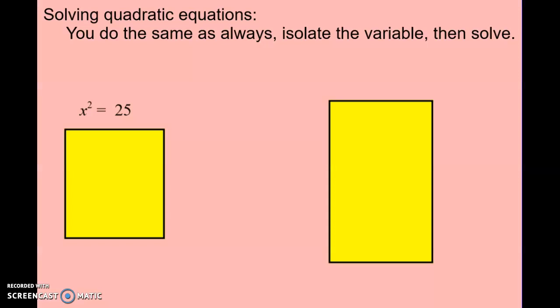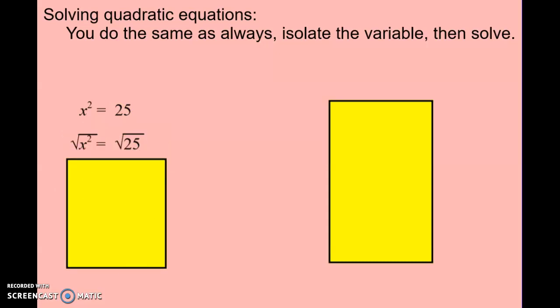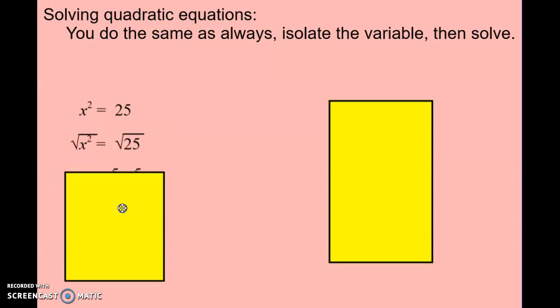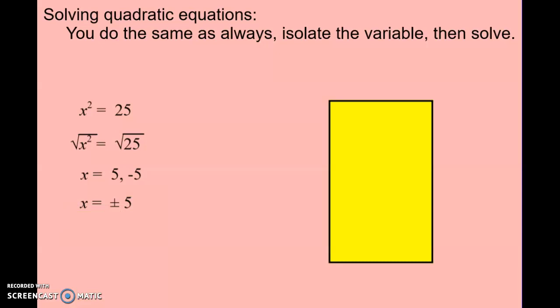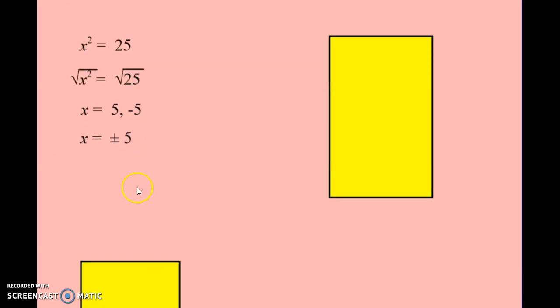We're going to do the same as always. We're going to isolate the variable and then solve. These are the steps that you would need to show if I asked you to show your work. Take the square root of both sides. X equals 5 and a -5. And I would write it finally as plus or minus 5.